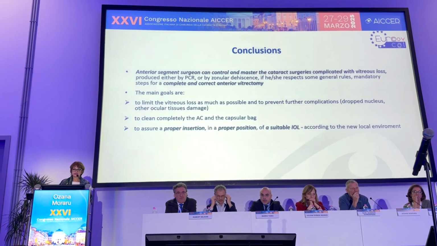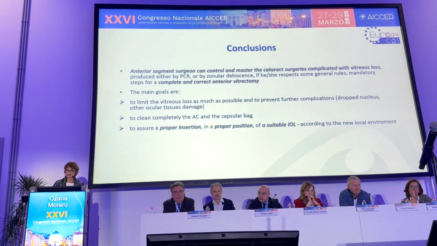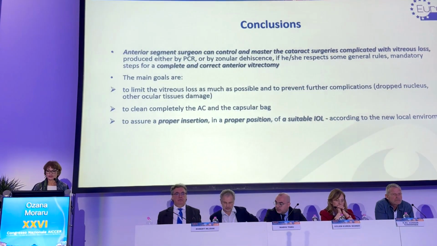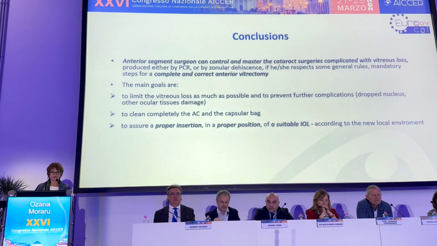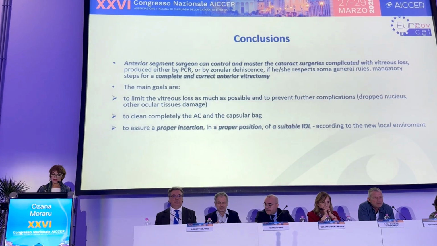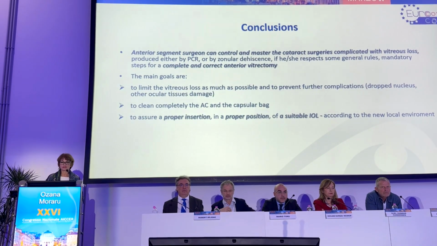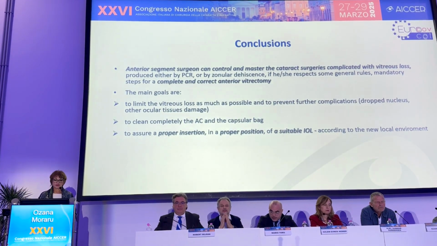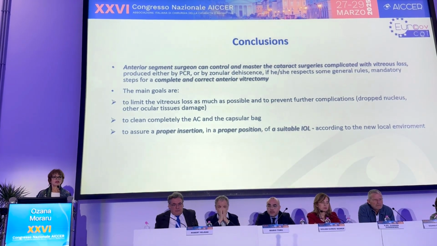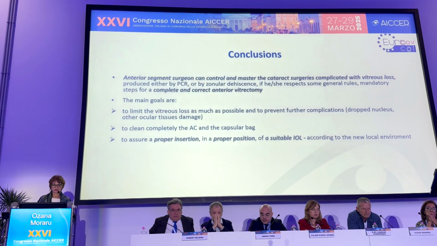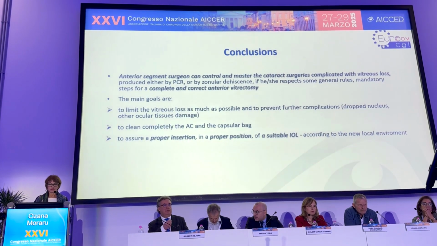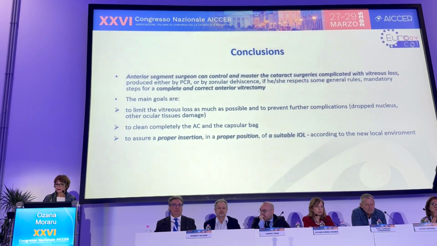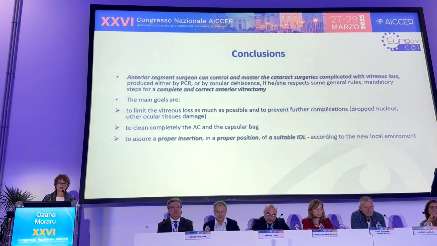So as a conclusion, the anterior segment surgeon can control and master cataract surgeries complicated with vitreous loss, produced either by PCR or by zonular dehiscence, if he or she respects some general rules and mandatory steps for a complete and correct anterior vitrectomy. The main goals are to limit the vitreous loss as much as possible and to prevent further complications like a dropped nucleus or damage to other ocular tissues; to clean completely the anterior chamber and the capsular bag, with no vitreous and no lens material in your bag and in your anterior chamber; and to assure a proper insertion, in a proper position, of a suitable IOL, which might be different from the one that you planned initially, because now it should be according to the new local environment.